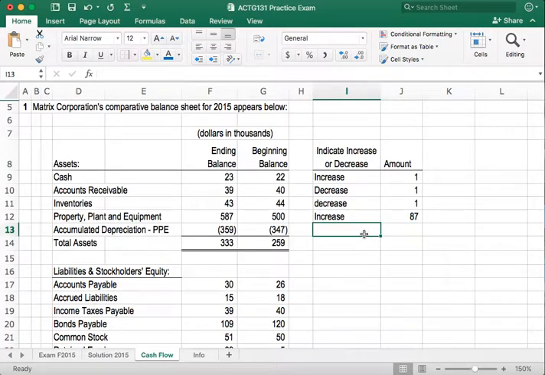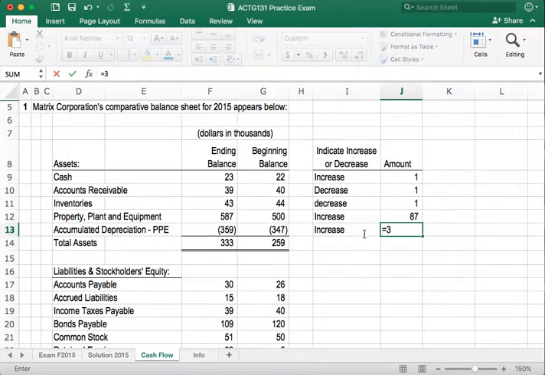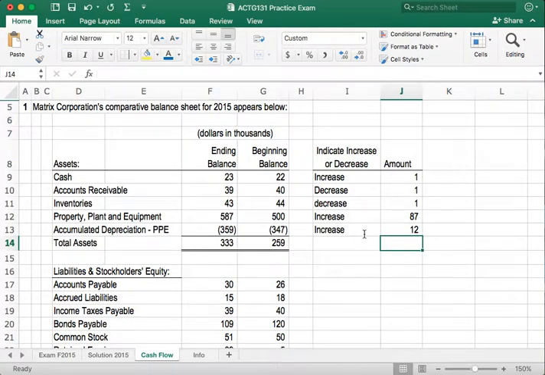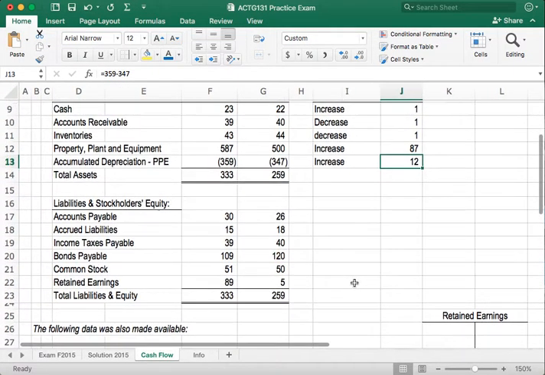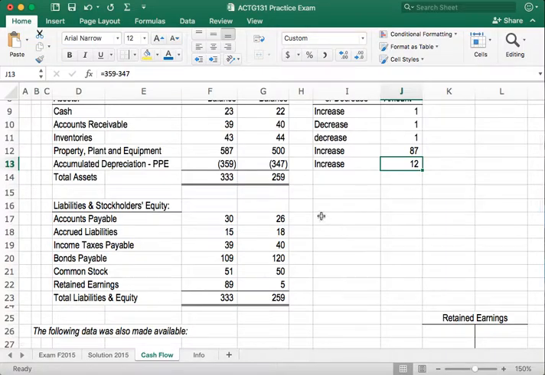So we have accumulated depreciation here, and we're moving from 347 to 359. That's an increase. And 359 less 347, that's an increase of $12,000. Again, you'll notice I put in a little formula here, but I used the actual numbers, and I made certain that the larger number was first. And now we have liabilities and stockholders' equity.